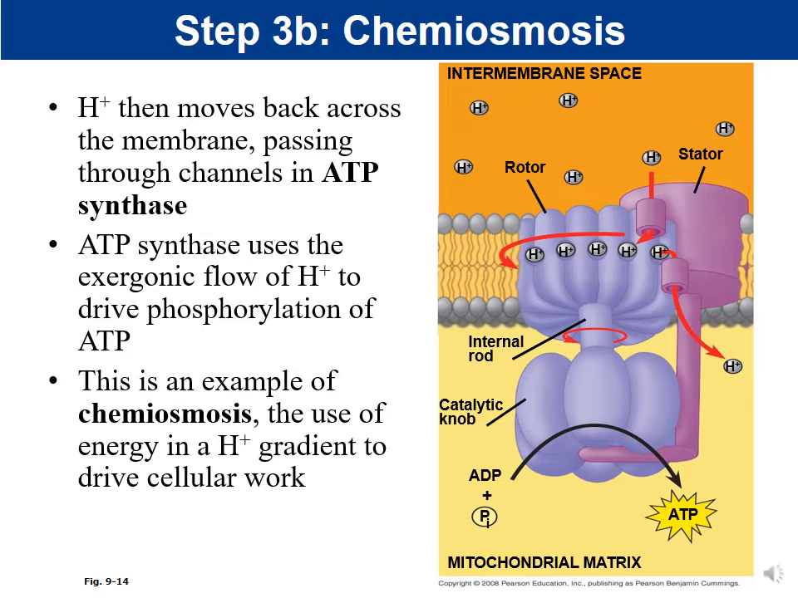And so this is an example of what we call chemiosmosis. If you know what osmosis is, it's the movement of water. In this case, it's chemiosmosis. So we're using chemicals, hydrogen ions. We're using the energy in hydrogen ion gradients to drive cellular work. We're using that gradient to produce our ATP.